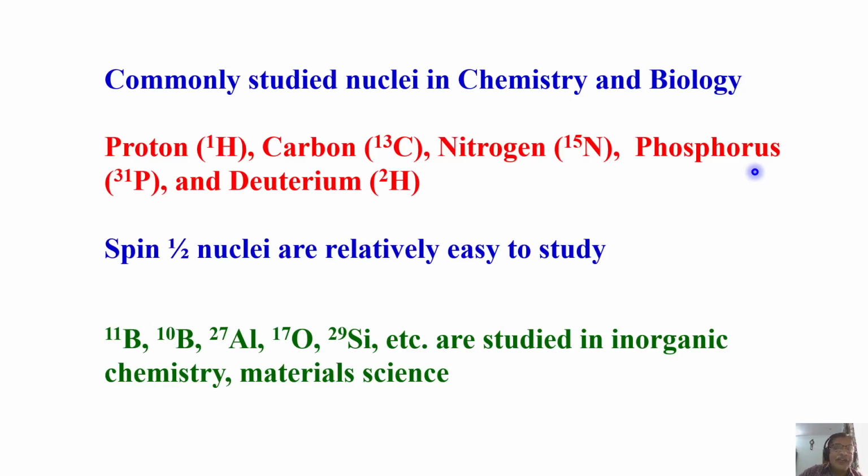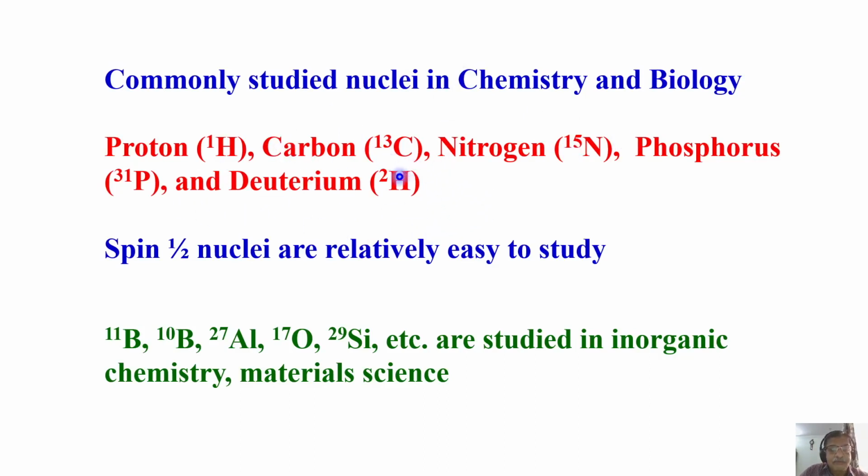But if you look at it, commonly investigated nuclei in chemistry and biology are proton, carbon, nitrogen, phosphorus. All are spin half nuclei. And this is highly abundant. Of course, these two are less abundant, but more explored. These two are very well utilized. And of course, deuterium, in many examples of hydrogen deuterium exchange studies, etc. And direct detection also we use.